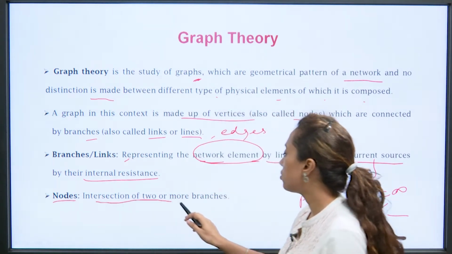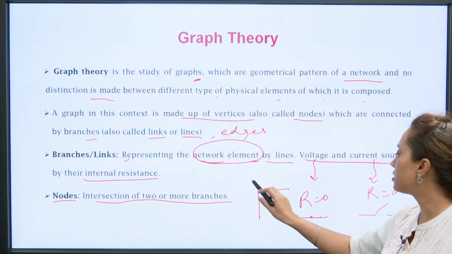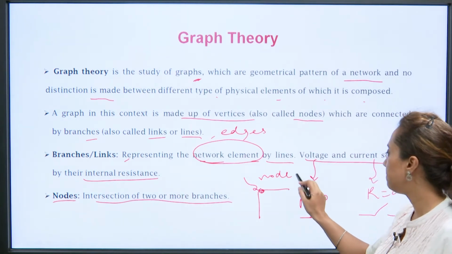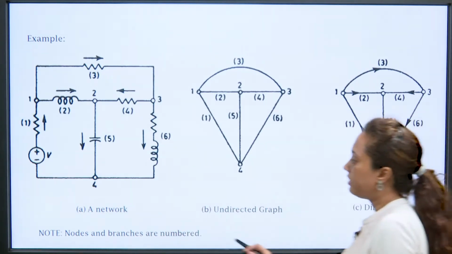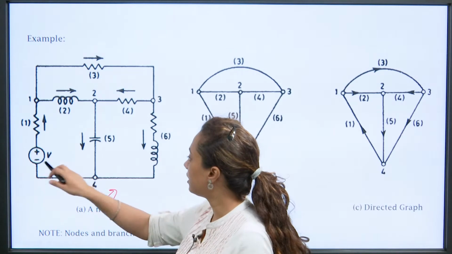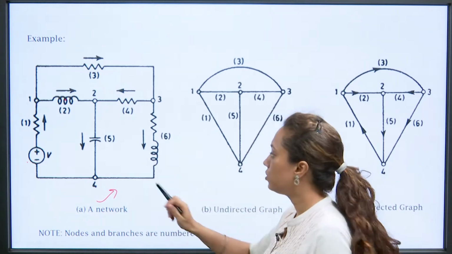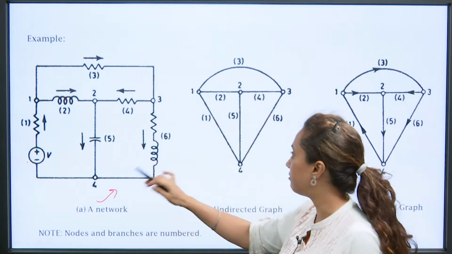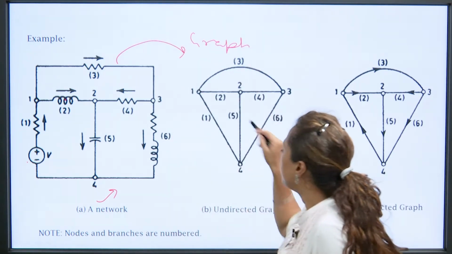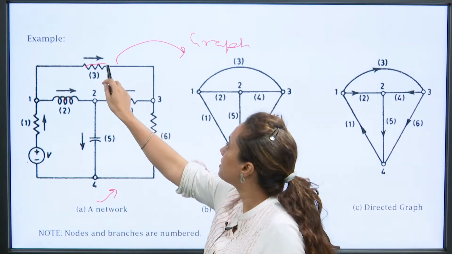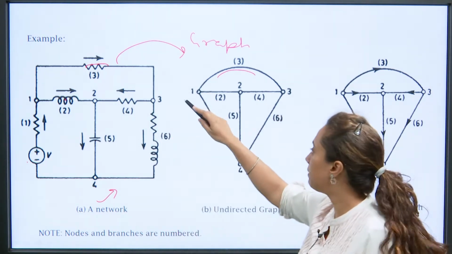Now, what is a node? A node is the intersection of two or more branches. When two or more branches get connected, that is the intersection point. This is called a node. It is also called a vertex. For example, suppose this network is given, which has a voltage source, resistance, inductance, resistance and inductance, and a capacitance also. These are the different elements connected in this fashion. This is the whole network. This is the graph of it. Since each element is represented by a line, no values or anything else are indicated, only each element is represented by a line. This is called a branch.